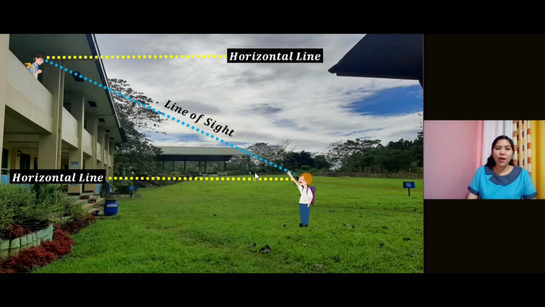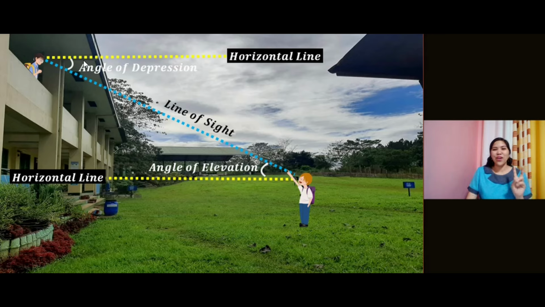Now, as you look up, we have this angle that is formed between your horizontal line and your line of sight. How do you call this angle? Angle of elevation. And for your classmate to see you, who is on the ground, she needs to look down. And as she looks down, there is this angle that is formed. This angle is what we call the angle of depression.